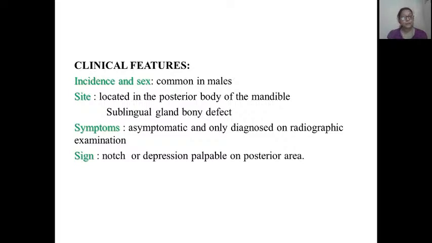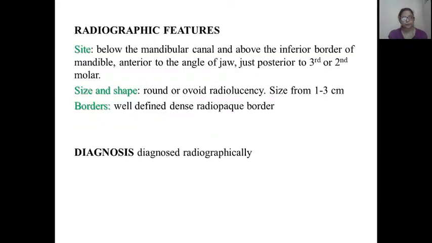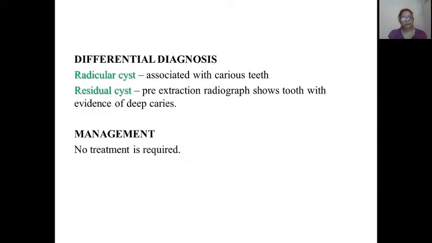It is usually asymptomatic and only diagnosed on radiographic examination. We can either feel a notch or a depression in the posterior aspect of the mandible. Radiographic features: it is present usually below the mandibular canal and just above the inferior border of the mandible, anterior to the angle of the jaw, just posterior to the third or second molar. Its size is round or ovoid, varying from 1 to 3 cm. Borders are well defined with a dense radio-opaque border, and it is only diagnosed radiographically.